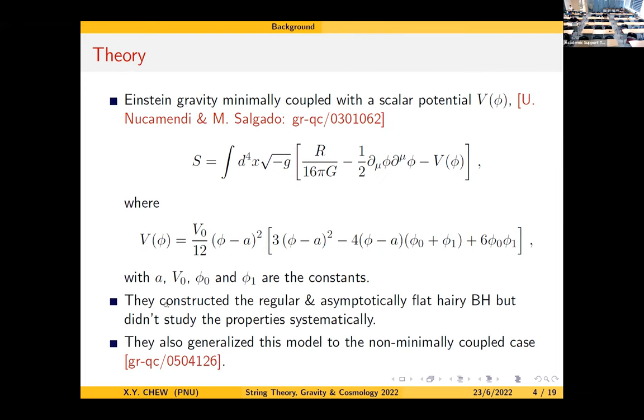And they constructed the spherically symmetric, regular and asymptotically flat hairy black holes, but they didn't study the properties systematically. It means that they didn't explore the full parameter space for phi naught and phi one. And they calculated the black hole solutions, and they compared the mass with the Einstein-Yang-Mills black holes for the empirical mass formula. They also generalized this model to the non-minimally coupled case.